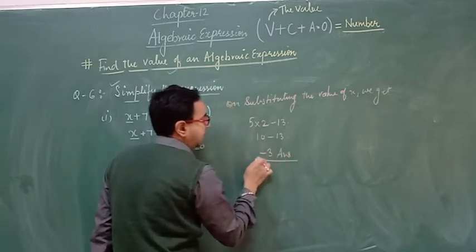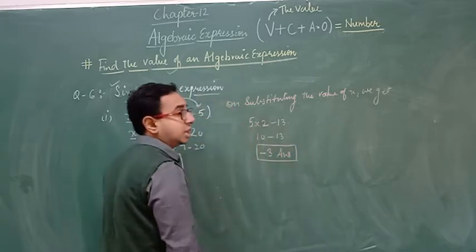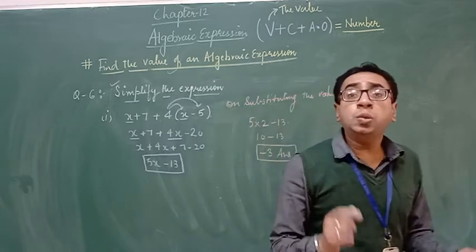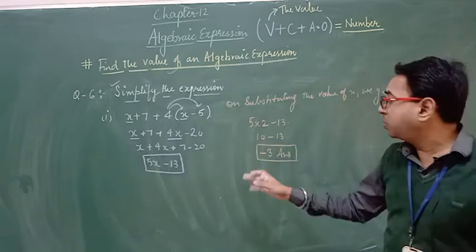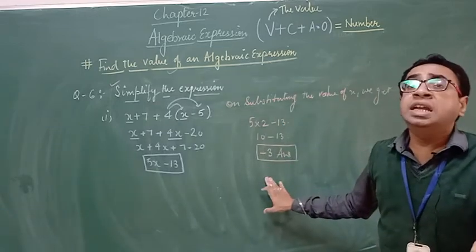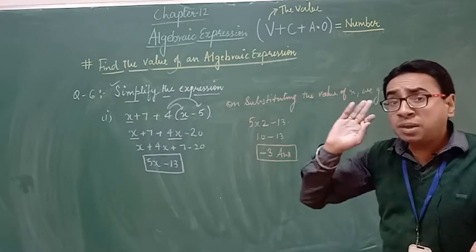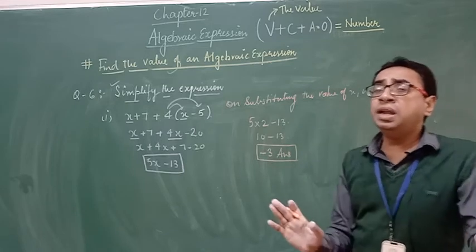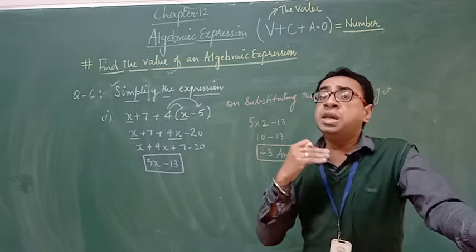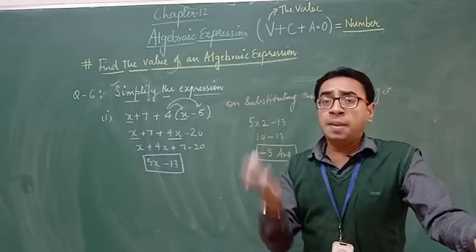The answer is minus 3. I told you at the start of the class that you can have answers in negative form. It means you can have integers. It's not mandatory that every time you will get positive answers. Maybe you can get rational numbers, p by q form.